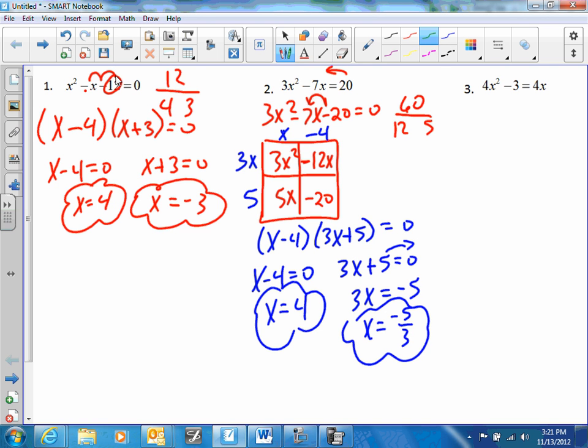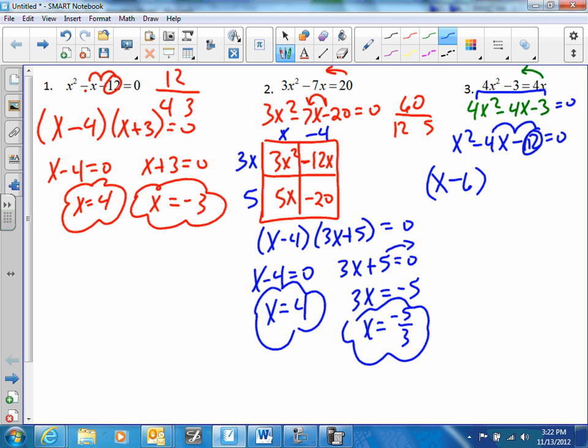Problem number 3. Move this 4x over, and you get 4x squared minus 4x minus 3. I'm going to use divide, reduce, swing here. So in this case, I want to take the 4 to the back, and I get x squared minus 4x minus 12 equals 0. Now in here, I want the factors of 12 that subtract to give 4. That's a 12 there. And those are 6 and 2. So this is going to be x minus 6, x plus 2.